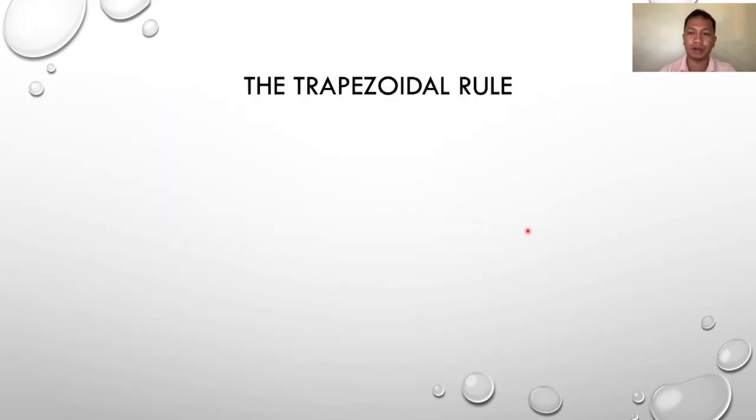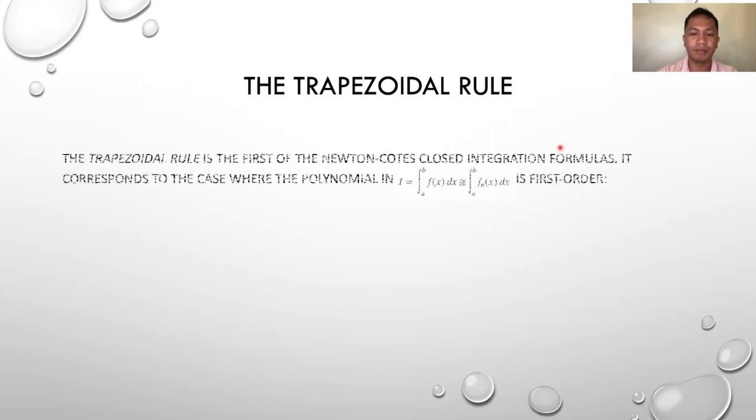Now let's start with the trapezoidal rule. The trapezoidal rule is a numerical integration technique used to approximate the definite integral of a function over a given interval. It is one of the simplest methods for approximating integrals and is based on approximating the area under the curve by dividing it into trapezoids and summing their areas. The trapezoidal rule is mostly used in the numerical analysis process. It is the first of the Newton-Cotes closed integration formulas.